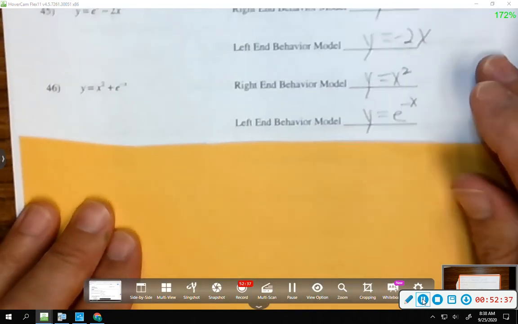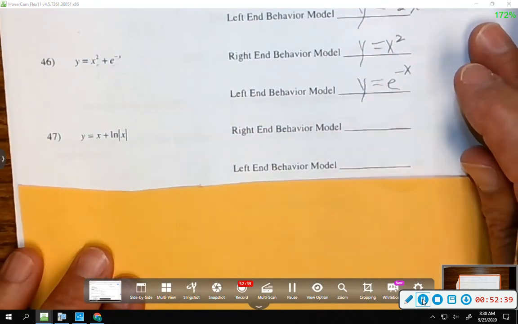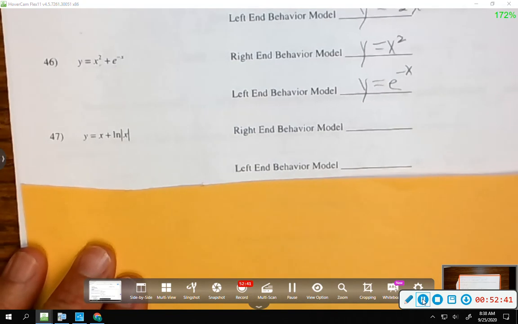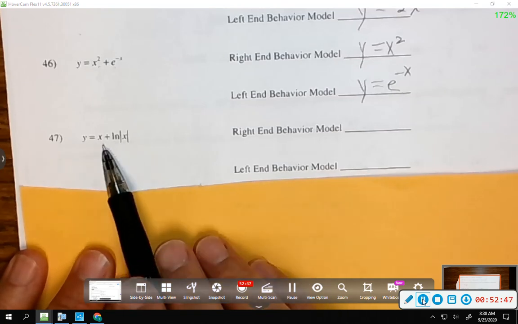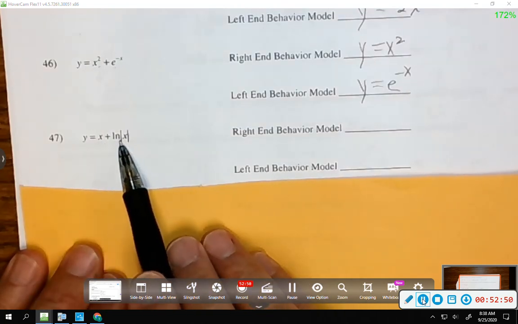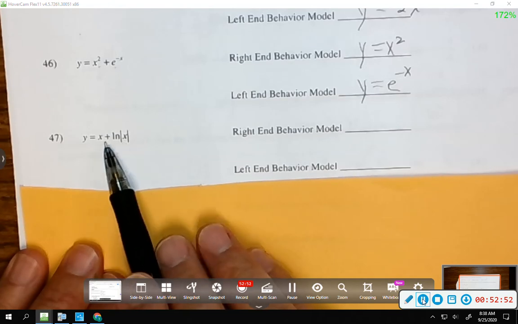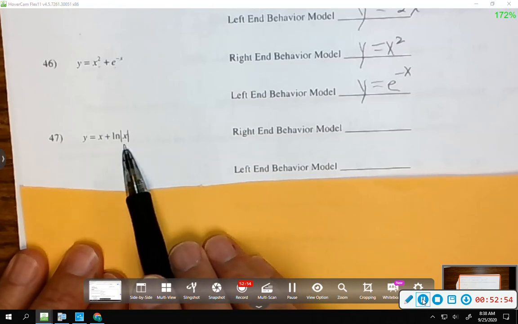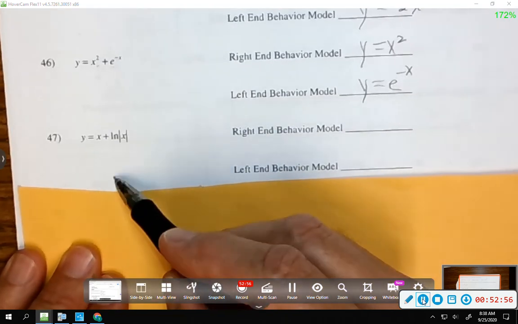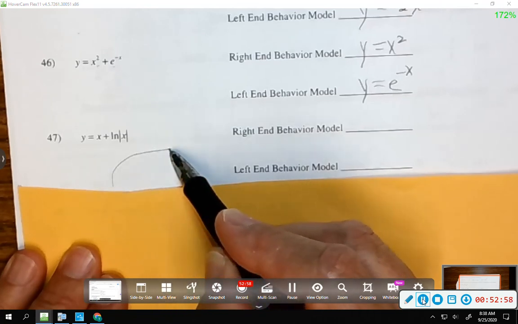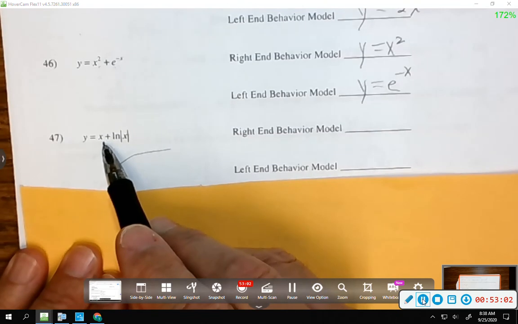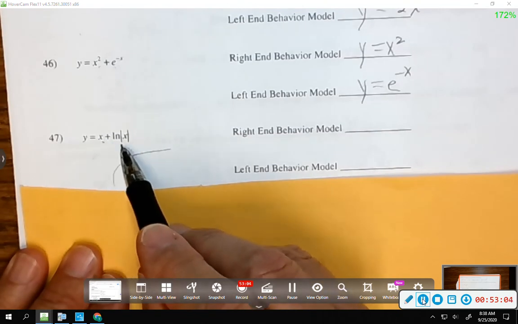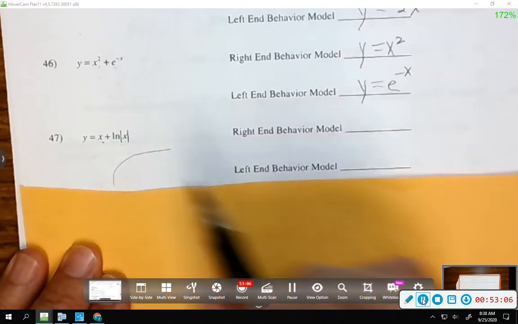These are all really good. Okay? Right end behavior model. If I plug in a large positive number, 100, I get 100 plus the natural log of 100. 1,000 plus the natural log of 1,000. Remember, a natural log function does this. It actually starts to level off, or a linear function is going to do that. So a linear function outgrows the logarithmic function. So the right end behavior model is going to be y equals x.